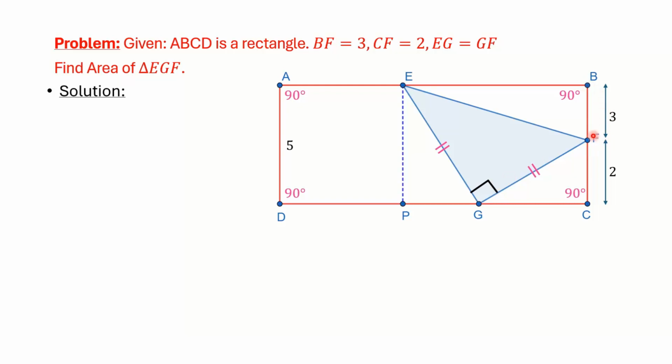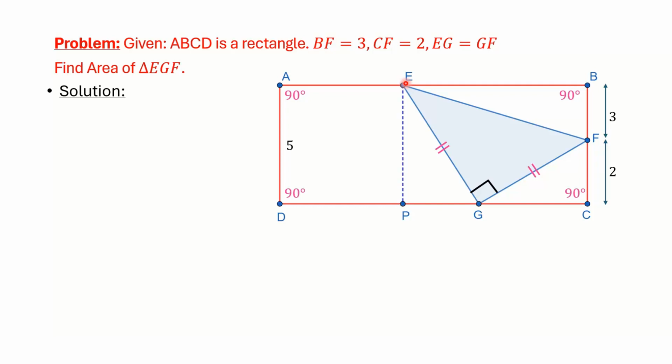We have been given this length, that is BF equals 3 units and FC equals 2 units. And we have also been given that this side is equal to this side. This means EG equals GF. Now we have to find the area of this triangle, that is EZF. What is the area of this triangle? How will you solve this problem?